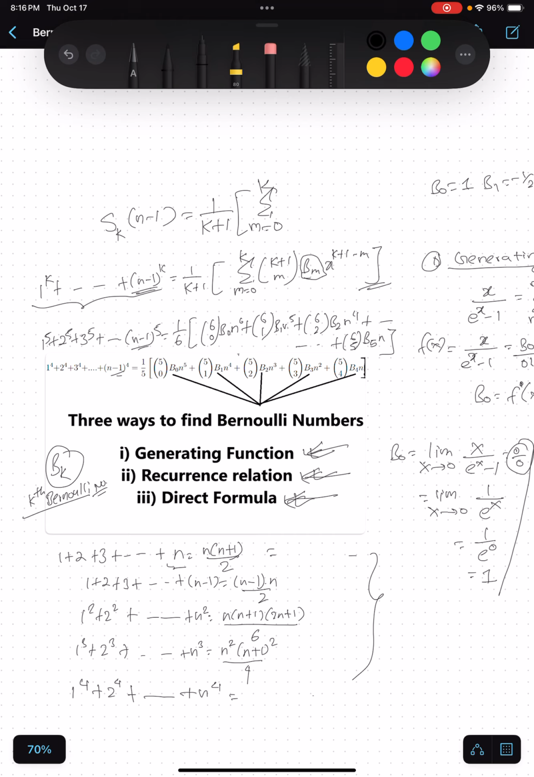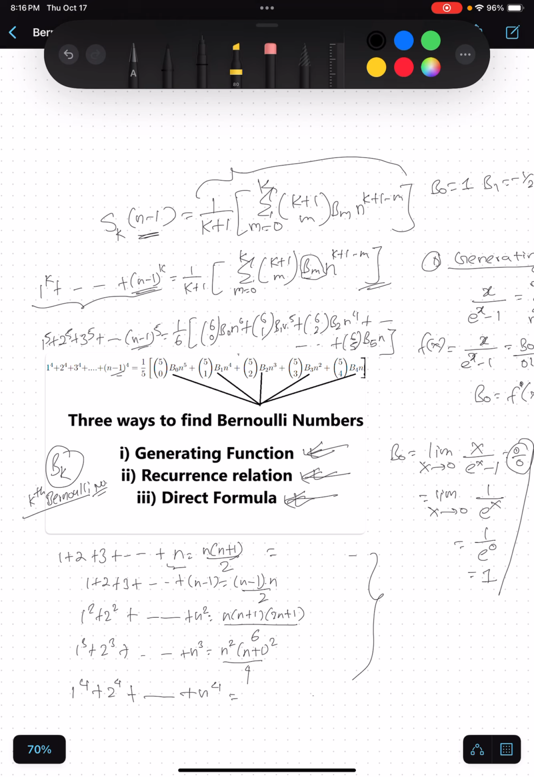Over here this is not actually x, this is actually n. I'm sorry for writing that x. Now the sum from m equals 0 to k plus 1, k plus 1 choose m, Bernoulli of m, n to the power k plus 1 minus m, right? So over here, if you want to sum up to the n minus 1th term, this formula works.